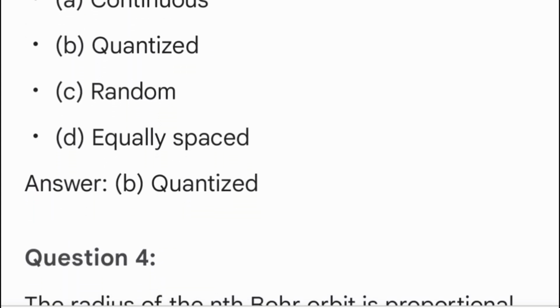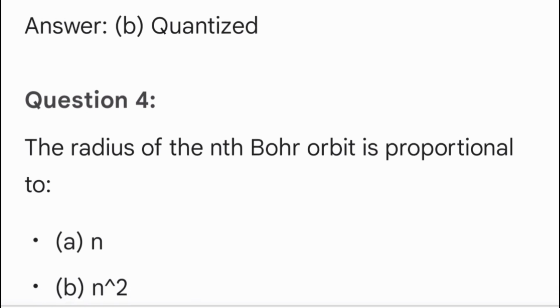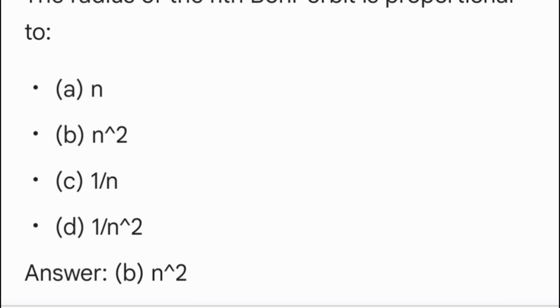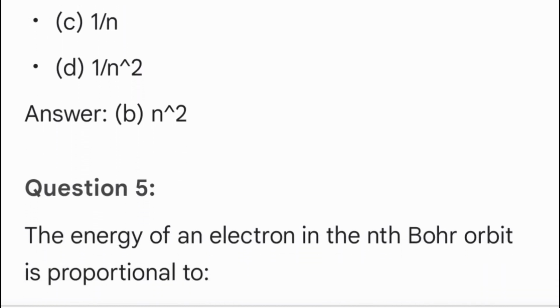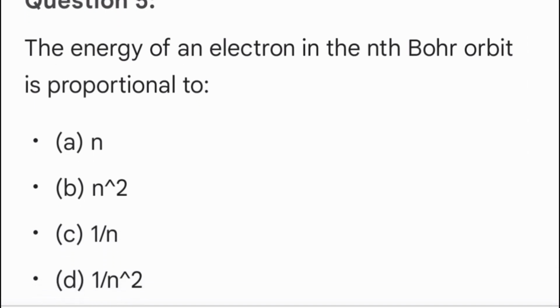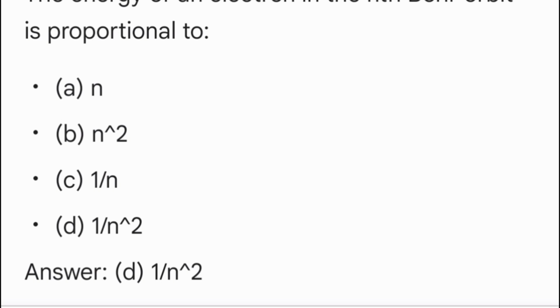Quantized. Question 4. The radius of the nth Bohr orbit is proportional to A. n, B. n squared, C. 1 by n, D. 1 by n squared. Answer: B. n squared. Question 5. The energy of an electron in the nth Bohr orbit is proportional to A. n, B. n squared, C. 1 by n, D. 1 by n squared. Answer: D. 1 by n squared.